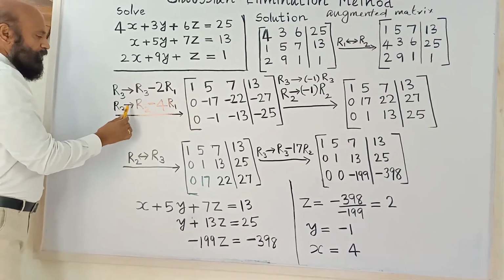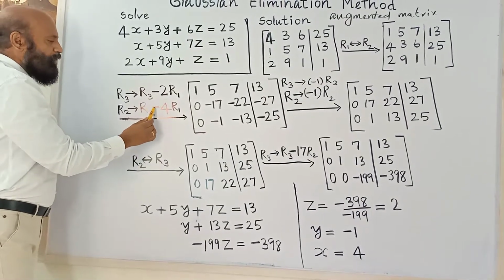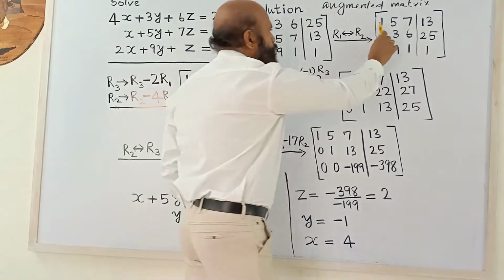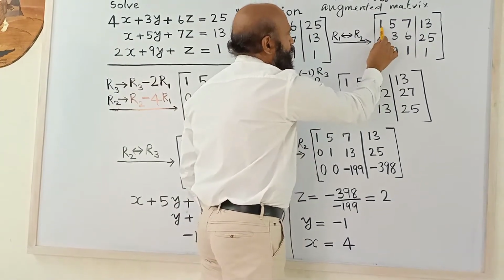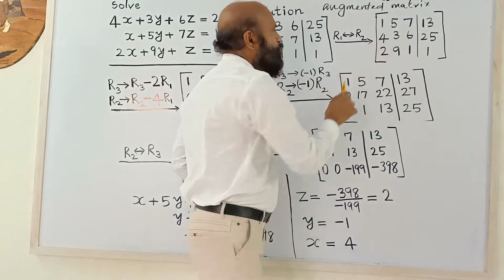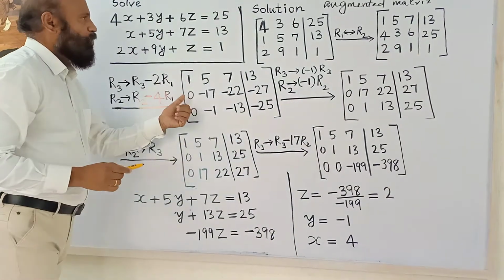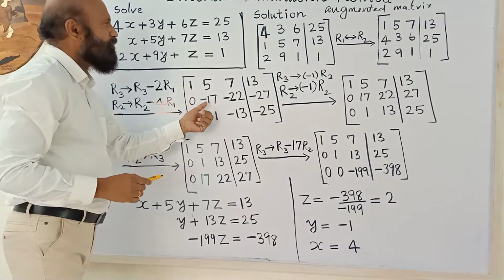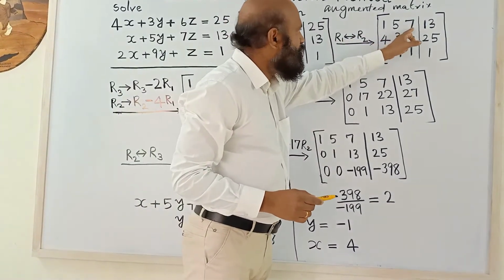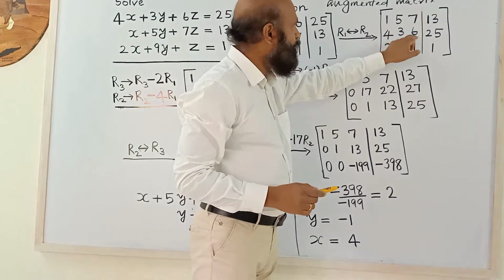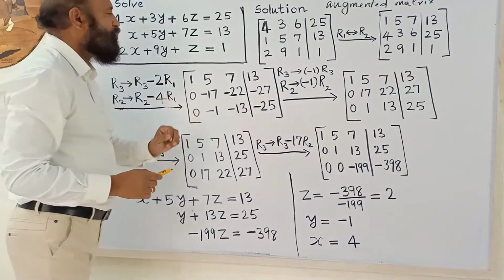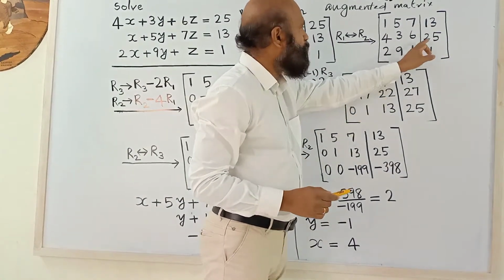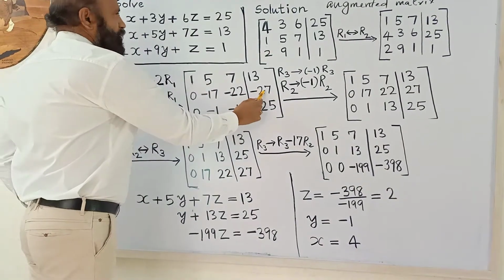The second row is obtained from the second row minus 4 times the first row. Elements of the first row you multiply by 4 and subtract from the second row. So here it will become 0. This you multiply by 4 and subtract from this, so you will get minus 17. 7 is to be multiplied by 4 and subtract from 6, so you will get this. Like that, 13 is to be multiplied by 4 and subtract from 25, so you will get like this.